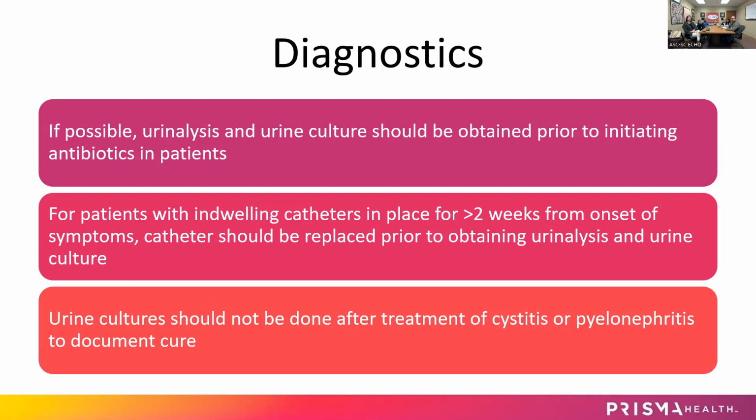Additionally, patients who have indwelling catheters that have been placed for more than 2 weeks from the onset of symptoms should have that catheter removed and replaced prior to obtaining a urinalysis and urine culture, as that can be colonized with pathogens that aren't indicative of an infection. And you do not need to get follow-up cultures to assess treatment efficacy for cystitis and pyelonephritis to document cure. These are just some things to keep in mind.